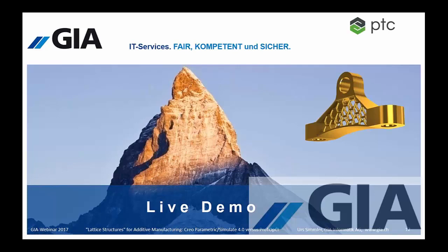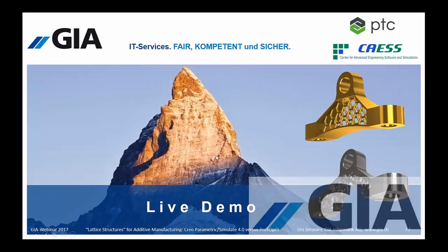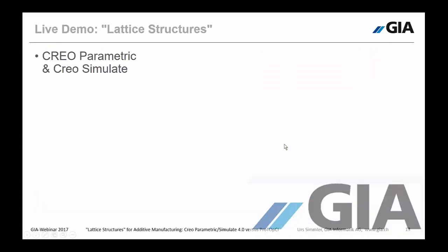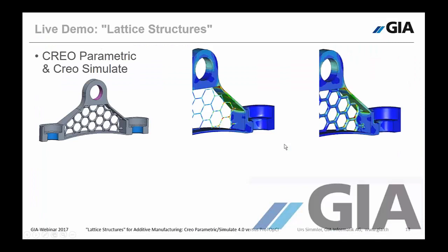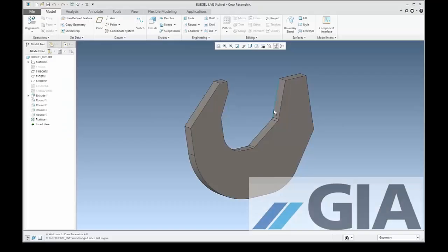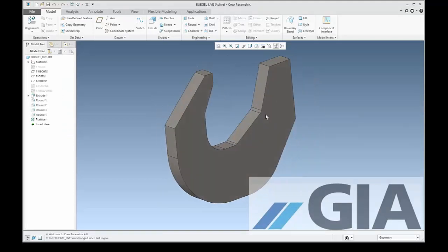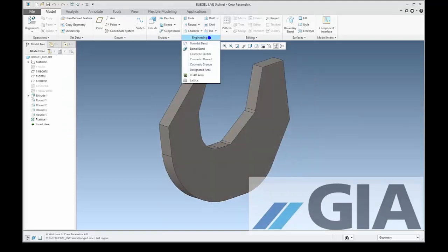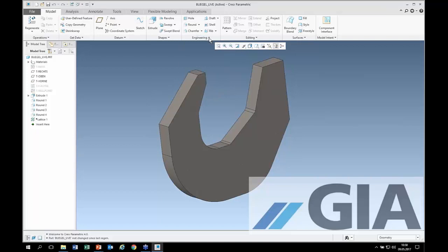I will show first the capabilities within CreoParametric to create this lattice feature, to use them within CreoSimulate, and in the second session I will show the capabilities of ProTOpCI. So let's go first for CreoParametric. I will change my application here to CreoParametric. In CreoParametric 4.0, under engineering, I have the new capability to create lattice features.